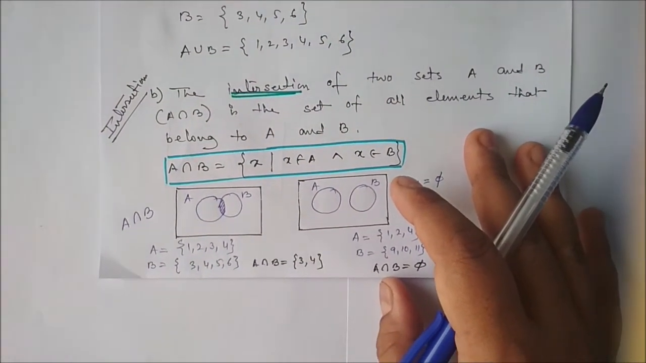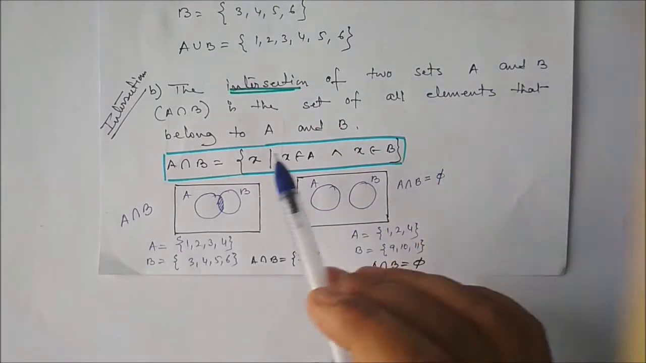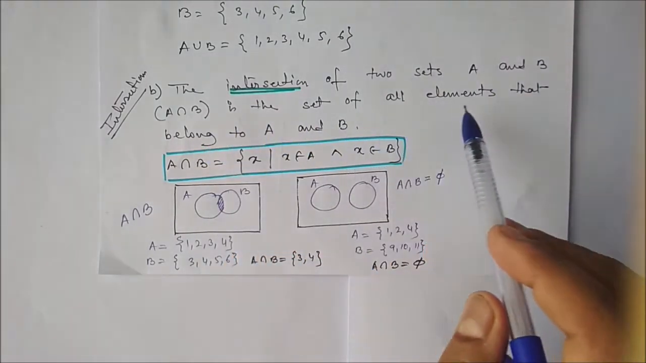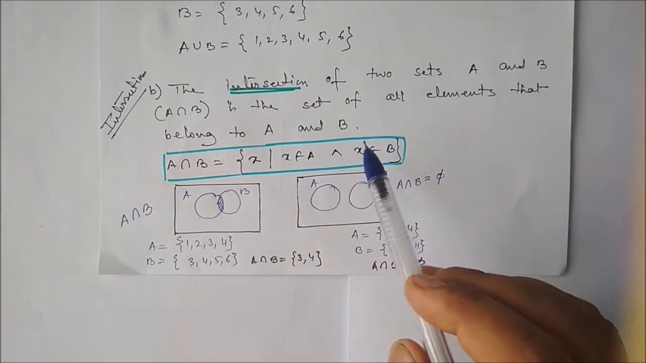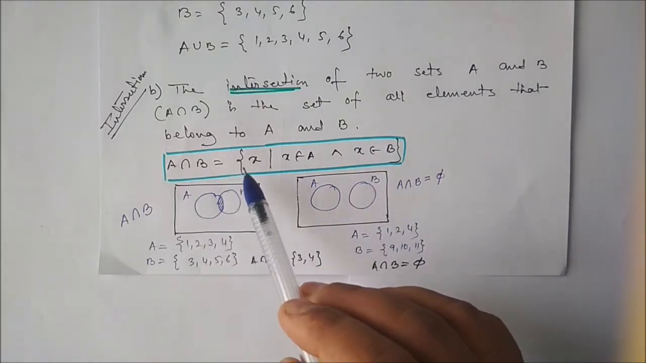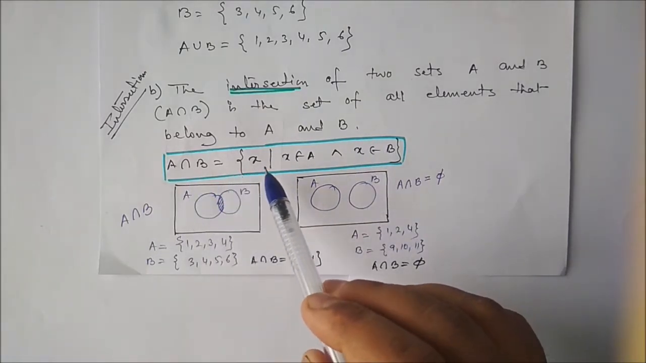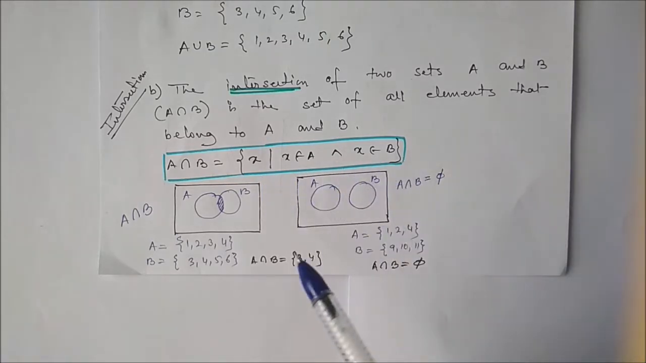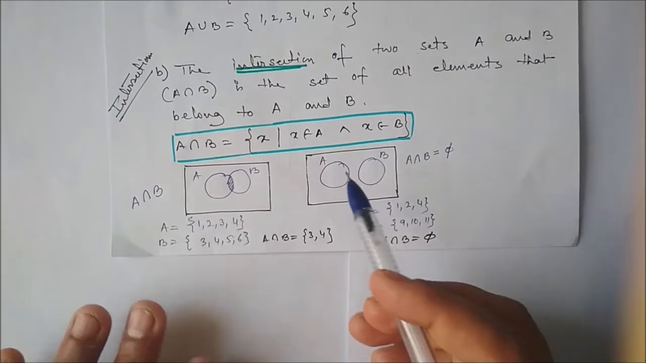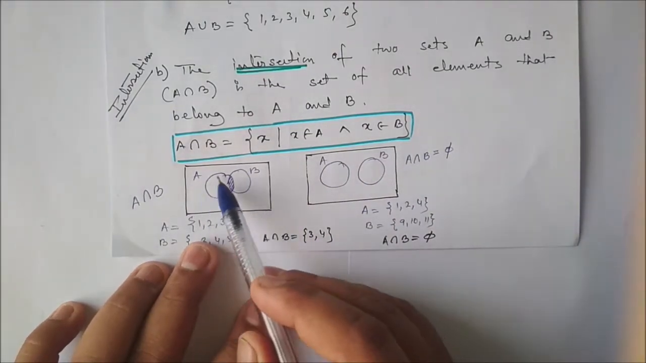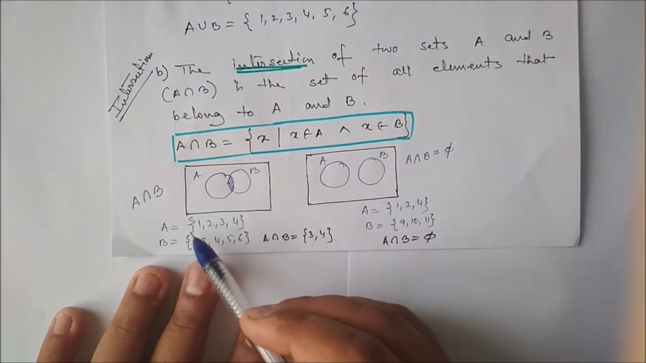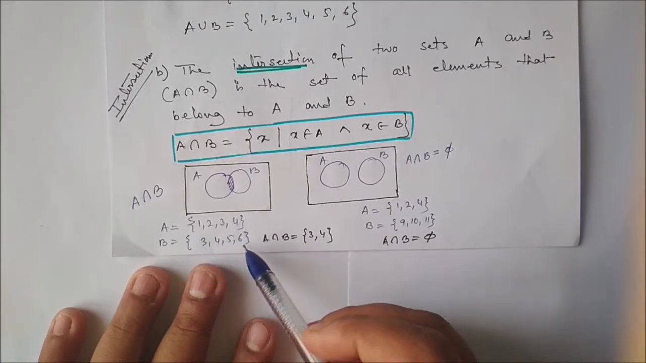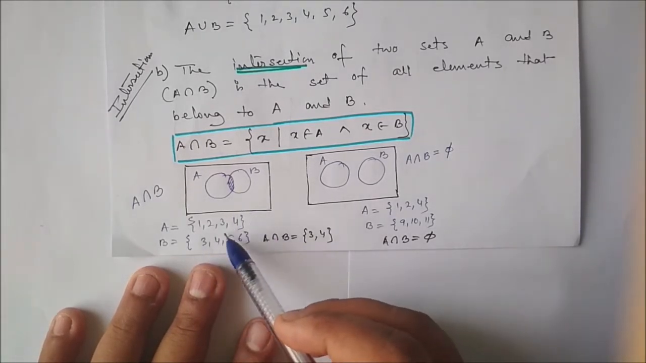Next is the intersection. The intersection of two sets A and B, A intersection B, is the set of all elements that belong to A and B. So for A intersection B, we need to display X where X belongs to A and X belongs to B. We can see two examples here. Here two sets are there, A and B. A contains 1 2 3 4 and B contains 3 4 5 6. So the common elements are 3 and 4.